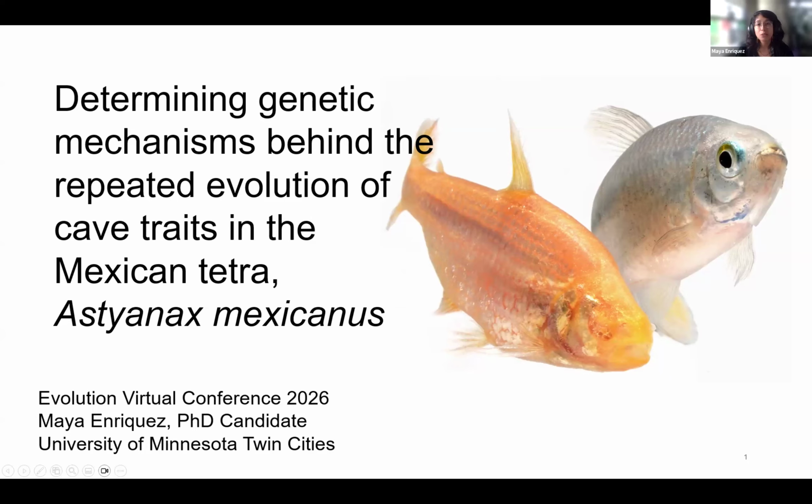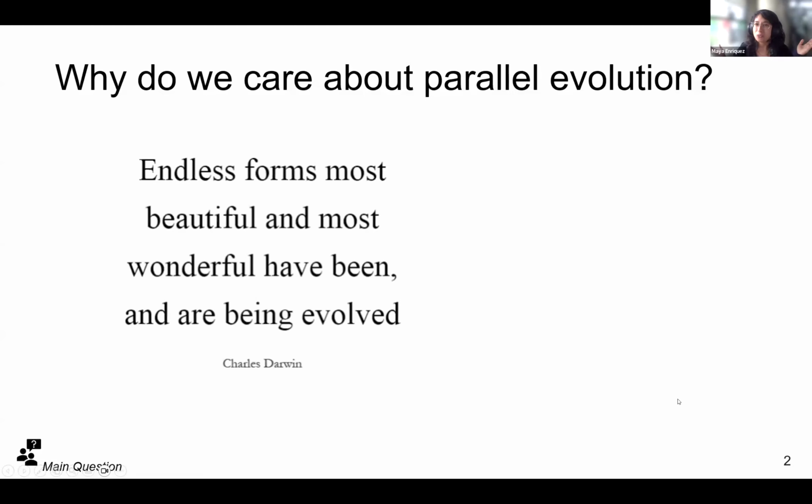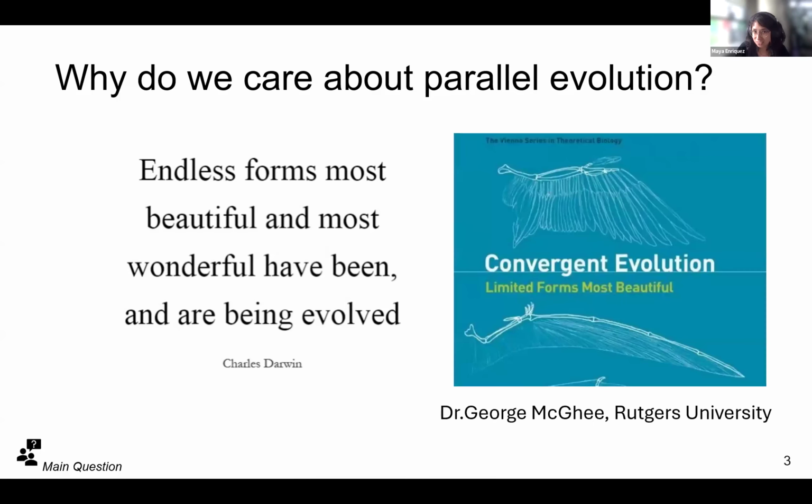So today I will be talking about my thesis work, or my dissertation work, determining the genetic mechanisms behind the repeated evolution of cave traits in the Mexican tetra. So, why do we care about parallel evolution? I know, probably heavy-handed to mention, but I always like to go back to the who cares, and you are all familiar with Darwin and how he said that endless forms most beautiful and most wonderful have been and are being evolved. However, I also like this alternative.